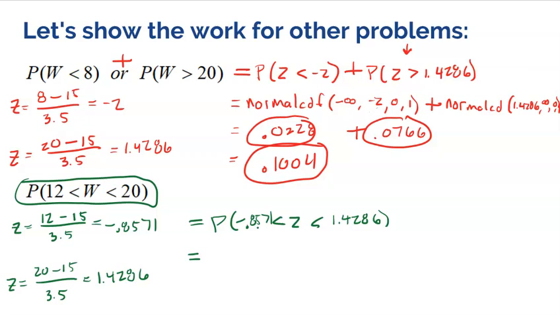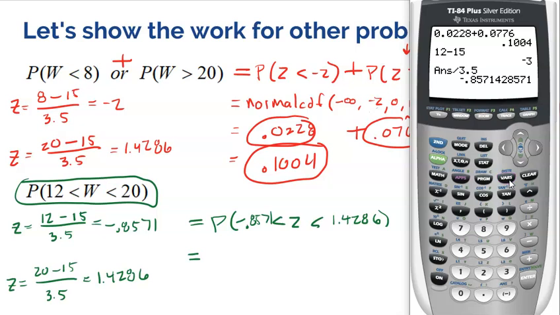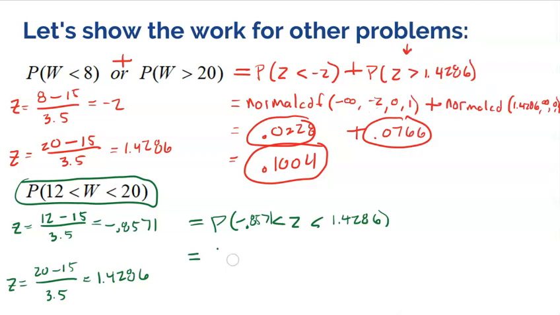All right, now remember, to get that answer, I'm going to go and grab normal CDF. And I'm looking in between two values. I'm looking in between negative 0.8571 to positive 1.4286. And again, when I paste this into the home screen, it's actually going to show me that. And I'm going to hit enter to get the answer, 0.7277.